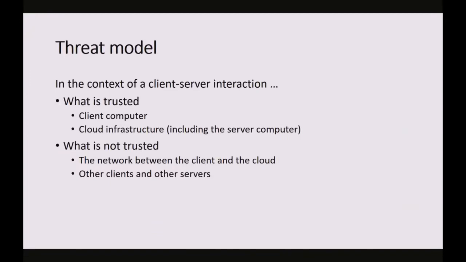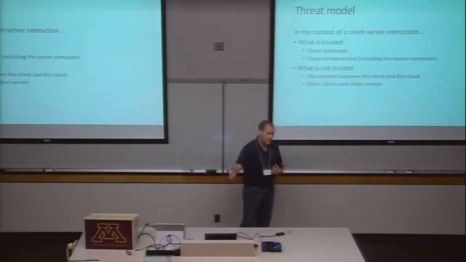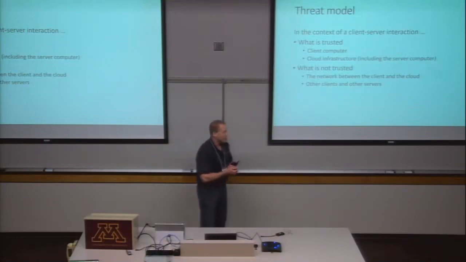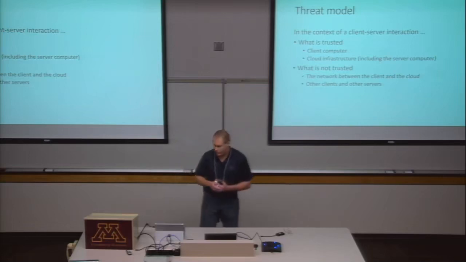Okay, so let's talk about our threat model just briefly. In the context of a particular client-server connection, what is trusted? Well, we're trusting the client computer and we're trusting the cloud infrastructure. The cloud is already trusted in most of our interactions with tenant servers, of course, but we're going to trust it and it's even going to cooperate with us in certain ways. What isn't trusted is the network between the client and the cloud, so that can be observed and manipulated. And other clients and other servers: we don't trust other tenant servers, we don't trust other clients.